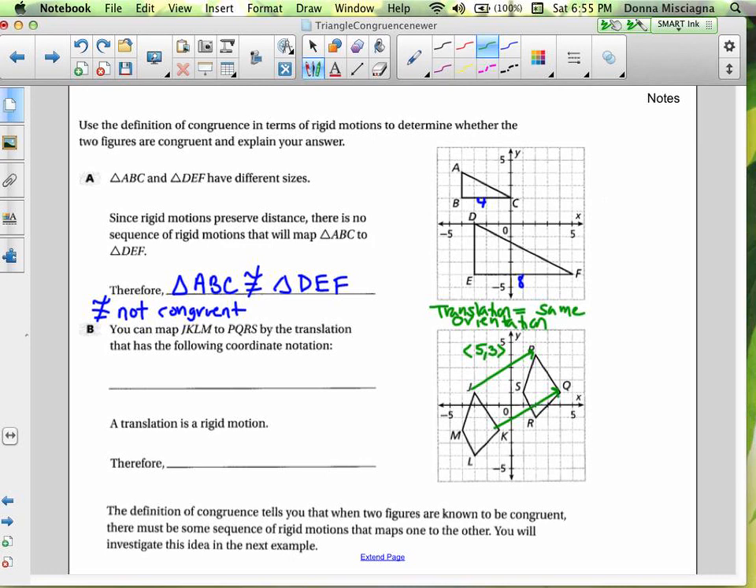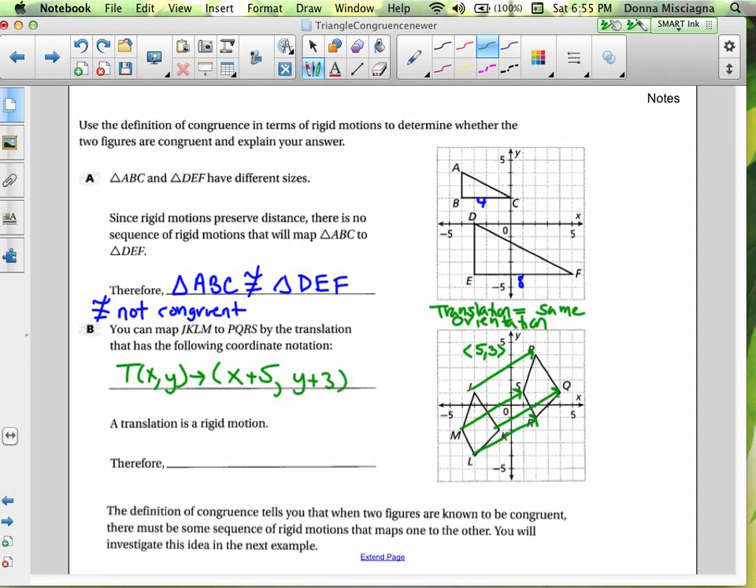And then let's check L and R. All right, so 1, 2, 3, 4, 5 to the right, 1, 2, 3 up. So far, so good. And then M to S, 1, 2, 3, 4, 5 to the right, 1, 2, 3 up. So notice everybody went the same direction and the same distance. So our translation, every point on our figure has gone 5 to the right, so it's x plus 5, and 3 up, y plus 3.